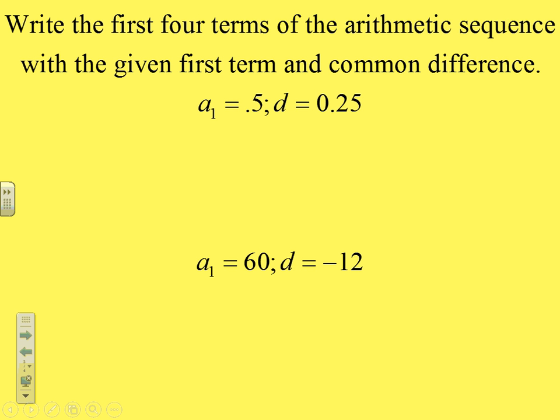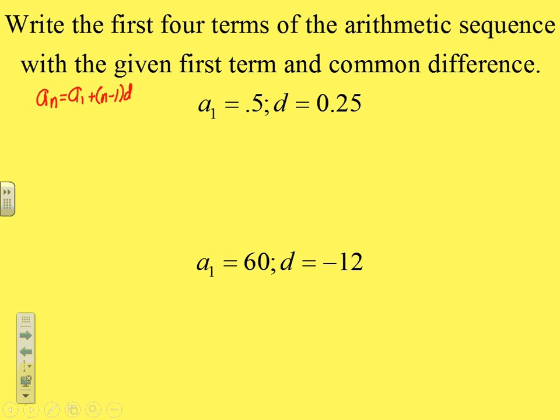Now, keep in mind, the generic a sub n, the equation that they're giving us to write an arithmetic sequence, is whatever the first term is, plus n minus 1, meaning x minus 1, basically, times the common difference, which is the same thing as your slope. So here we want to know, can we write the first 4 terms of an arithmetic sequence when we're given the first one and the common difference? Okay, so it's no big deal.